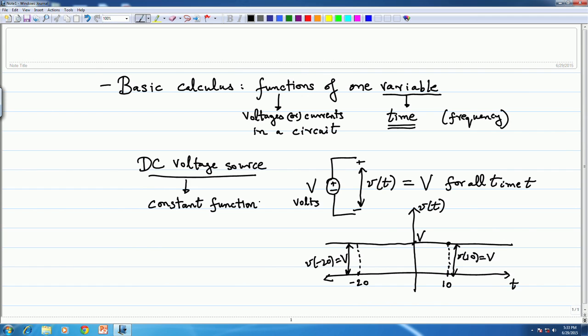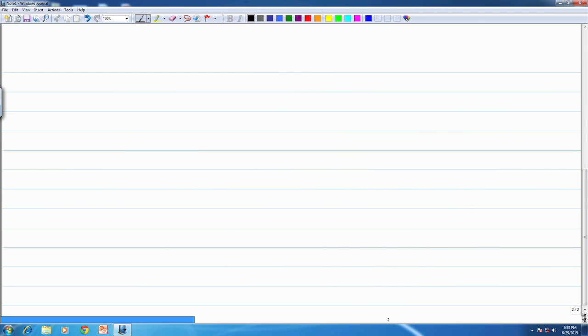Okay. So, now there are other constant functions that would show up in a circuit, and you can imagine if I connect this voltage source to, let us say, a resistor. Okay, let me show you that. It is quite simple to see that.